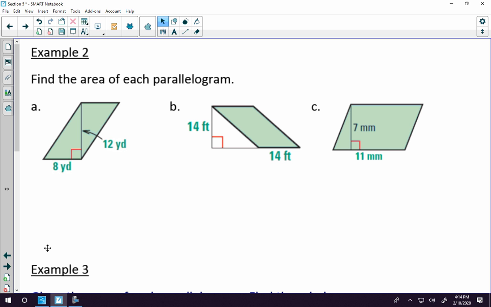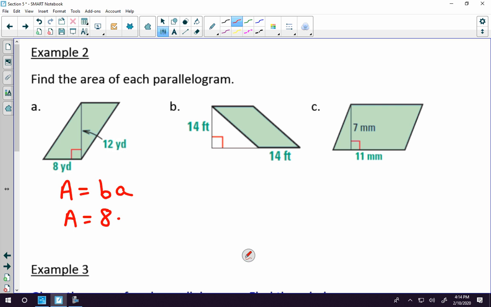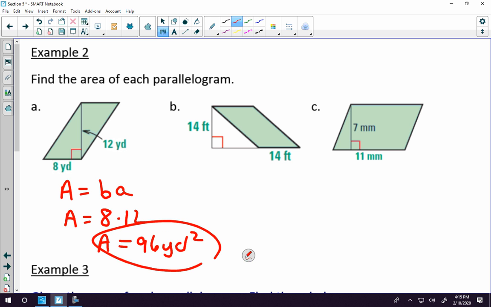Okay, look at the directions. They read: find the area of each parallelogram, looking at letter A as an example. Again, recalling that the area of a parallelogram is the same as the area formula for a rectangle, and we just discussed why that is. So the space inside of a parallelogram is going to be base times altitude. They're asking you to find the area. We know the base length is 8. We know the altitude is 12. So the area of this parallelogram is going to be 96 square yards. Understanding that in this case the altitude was interior to the parallelogram.